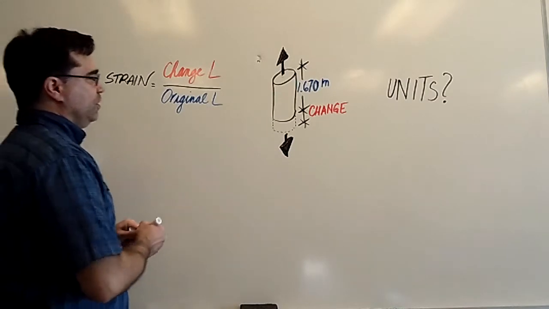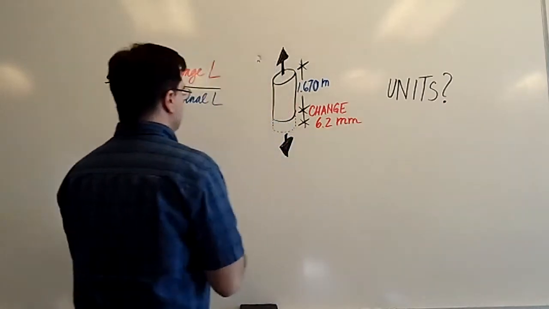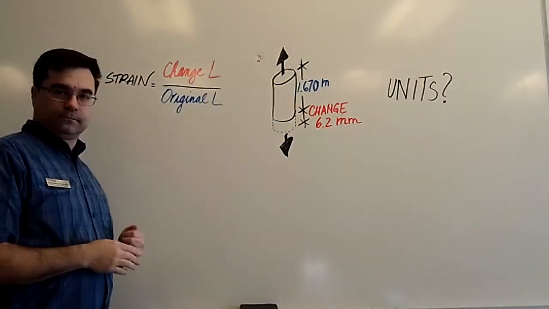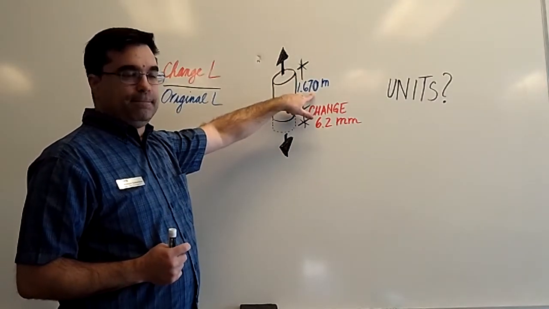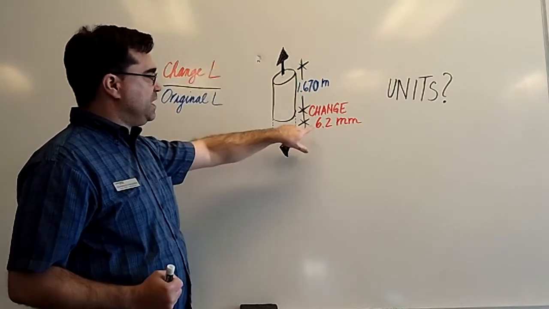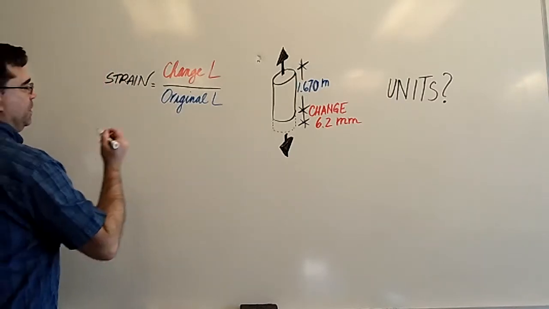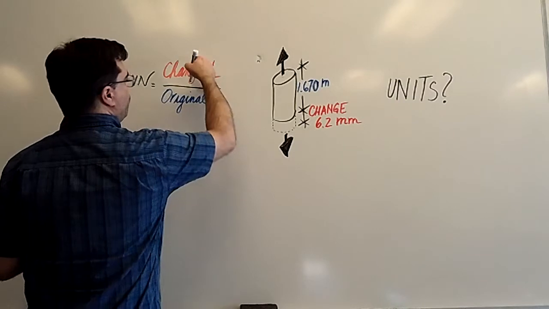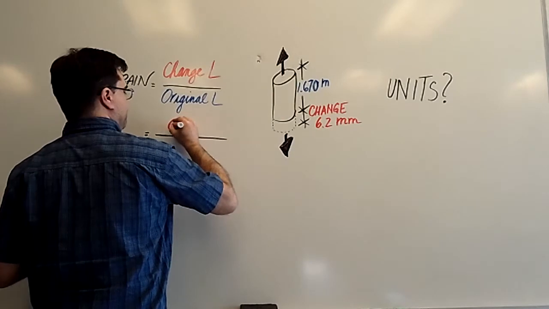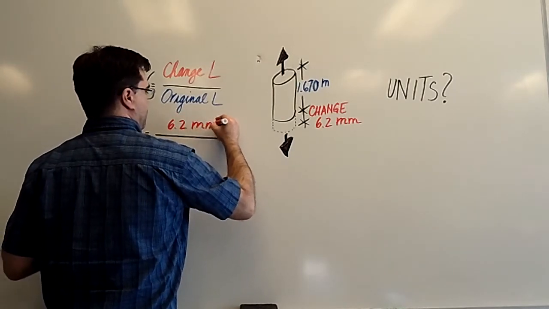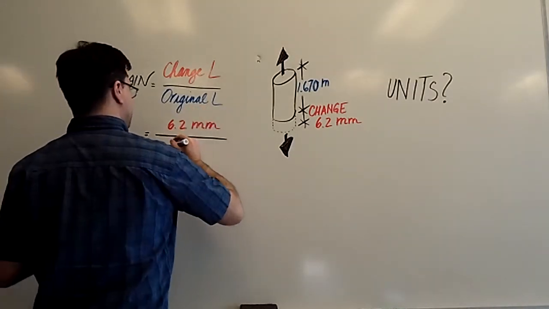I'm going to make that up and call that 6.2 millimeters. So we have an original element of 1.67 meters. Because of this applied force, it becomes longer by 6.2 millimeters. Let's calculate the strain from our formula. In the numerator, we're going to put the change in length, which in our case is 6.2 millimeters. The denominator is the original length, 1.67 meters.